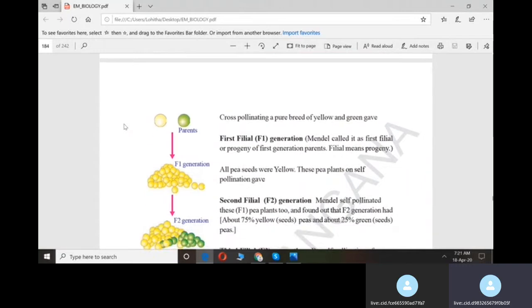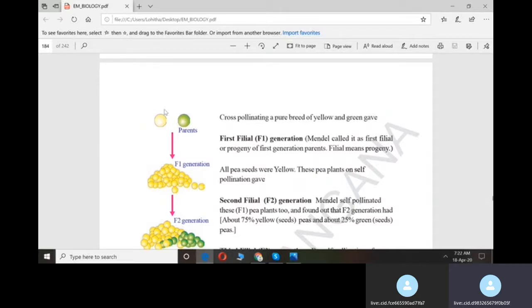In the first one, he took a round seed that was yellow in color and another round seed that was green in color. He called the yellow one the dominant character, and we'll see why, and the green one the recessive character. And he cross pollinated. Please listen carefully here: cross pollination, not self pollination. He cross pollinated them with each other, and he called the first generation the first filial generation.